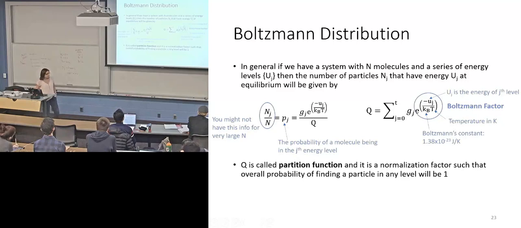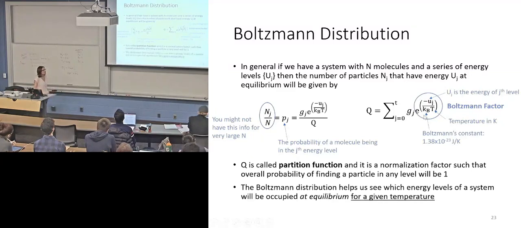What are the units of partition function? Make it so it's unitless. Convert all your units so that everybody's going to drop out: joules over joules, joules over Kelvin times Kelvin, everything should be gone. The Boltzmann distribution helps us see which energy levels of a system will be occupied at equilibrium and for a given temperature. What happens to Q as temperature goes up?